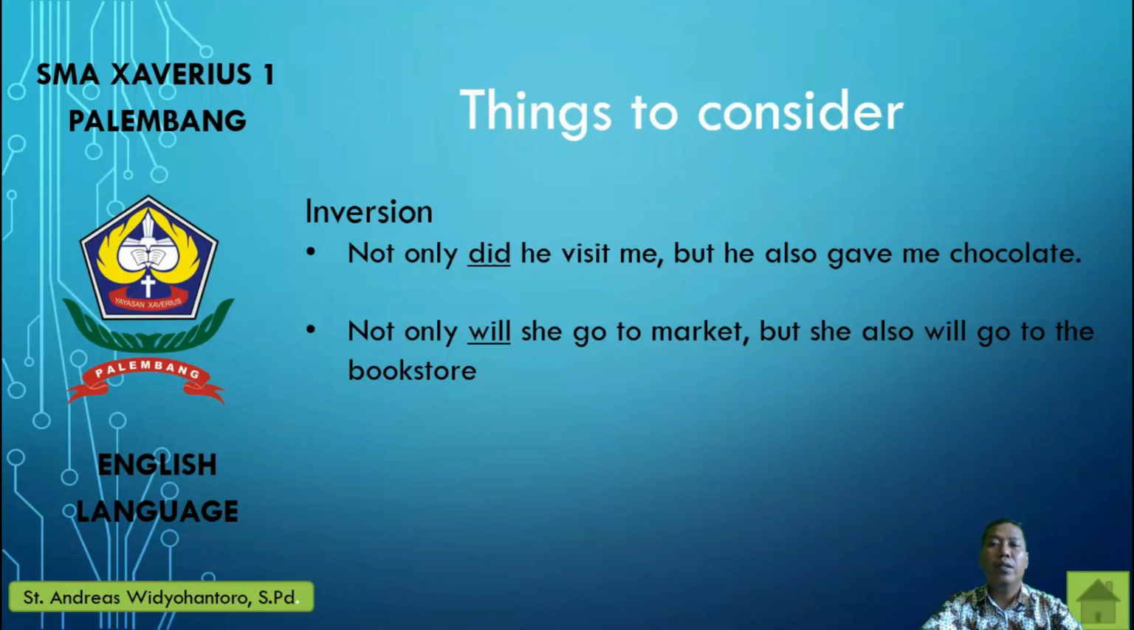And the last thing that you have to consider is inversion. Sometimes we put the verb or the auxiliary verb in front of the subject. It is used to make the sentence more emphatic. Not only did he visit me, but he also gave me chocolate. Here we stress the first part. Not only will she go to the market, but she will also go to the bookstore.